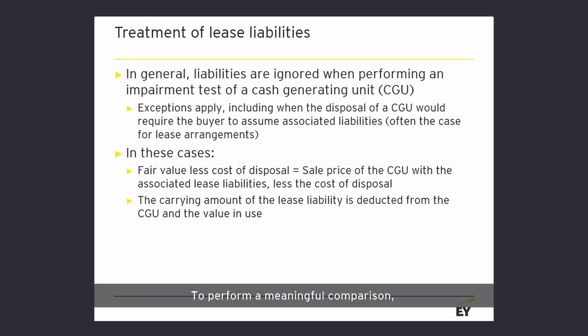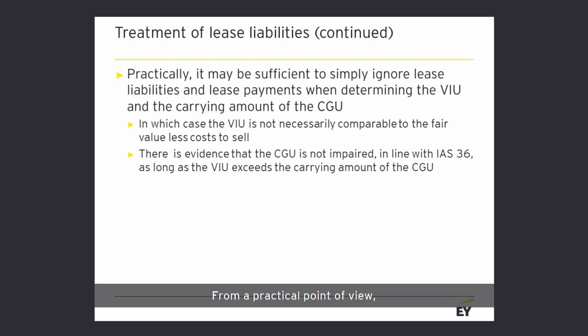To perform a meaningful comparison, the carrying amount of the lease liabilities would then need to be deducted when determining both the carrying amount of the CGU and its value in use under IAS 36. From a practical point of view, it may be sufficient to simply ignore lease liabilities and the lease payments when determining the value in use and the carrying amount of the CGU.